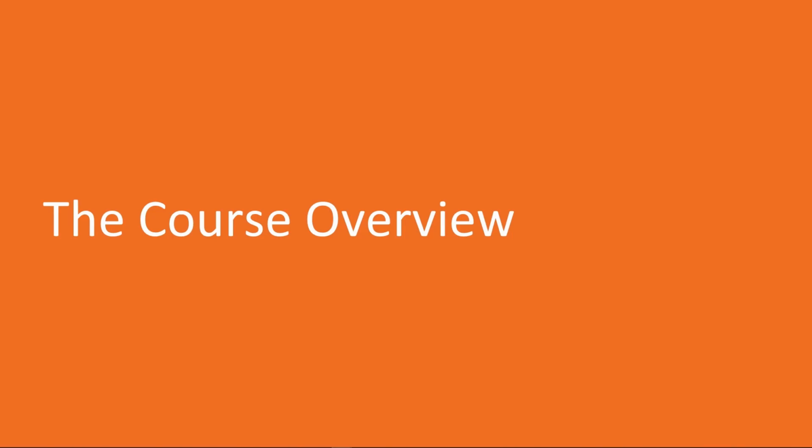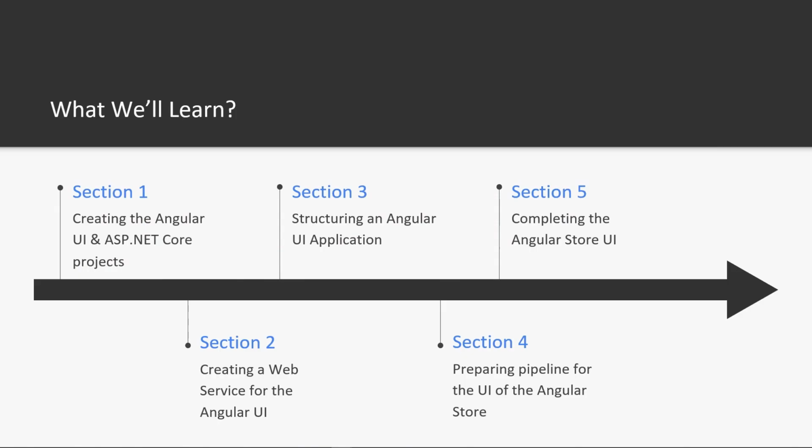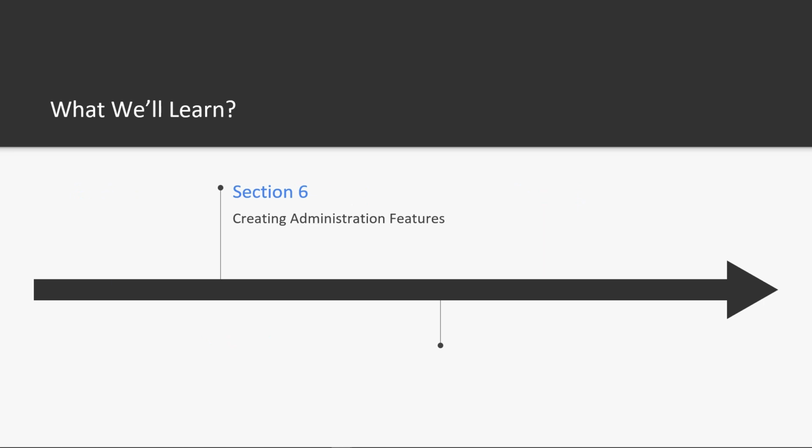Now a quick overview of the course. It's going to be broken down into 6 sections. The first will be focusing on creating the Angular UI and setting up ASP.NET Core projects. The second will be on creating basic web services that we're going to be using. Section 3 will be focusing on structuring the Angular user interface, followed by Section 4, where we will be preparing the pipeline for the Angular store user interface. Then on Section 5, we complete the store, followed by creating some administration features.